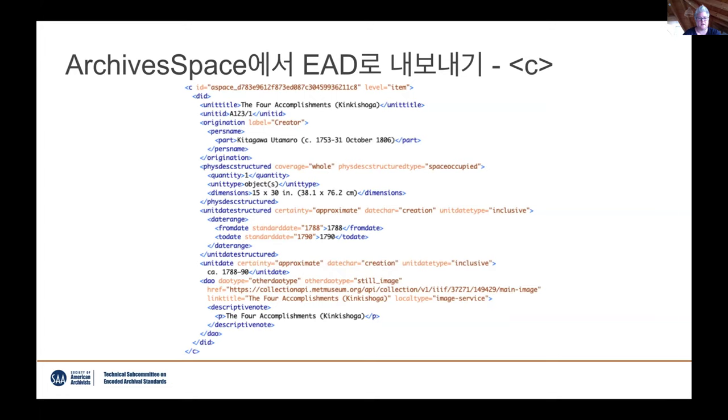That is the dao element, the digital archival object, which allows you to link out to that digital representation, and also to give information about whether that image is shown directly within the page where you're showing the archival description, or if it is linking out to a viewer, which might have additional functionality like zoom in, zoom out. Next slide, please.